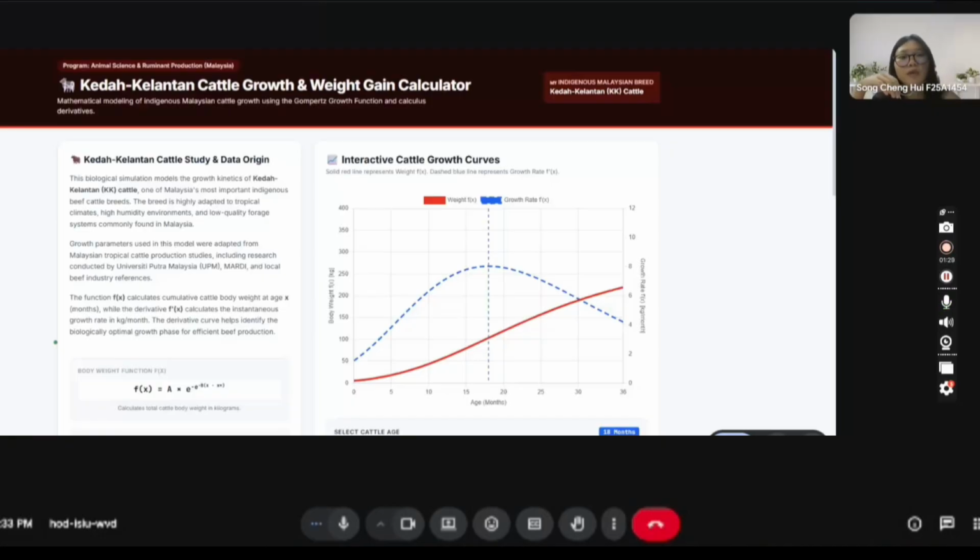So why this topic is important for us to learn, as the farmers and the researchers can use this data to study and predict the cattle growth.